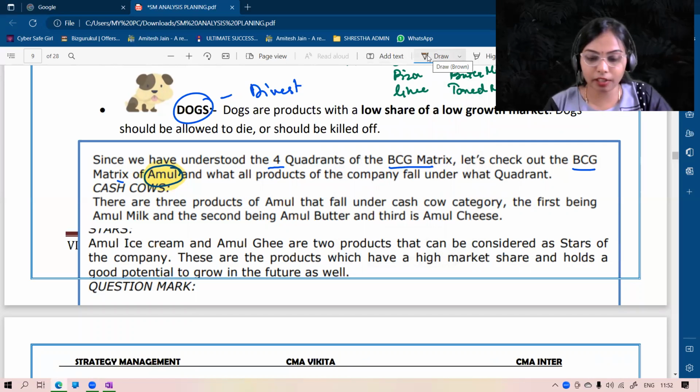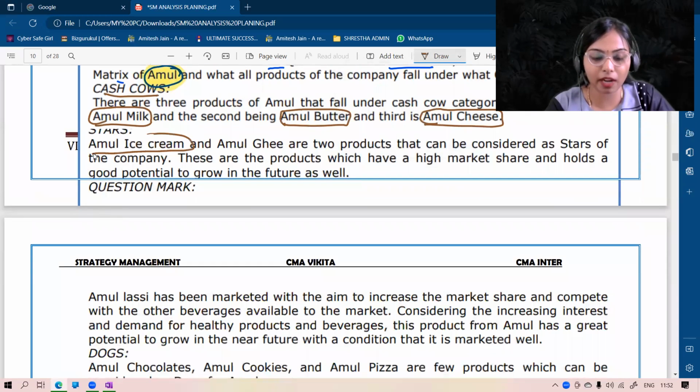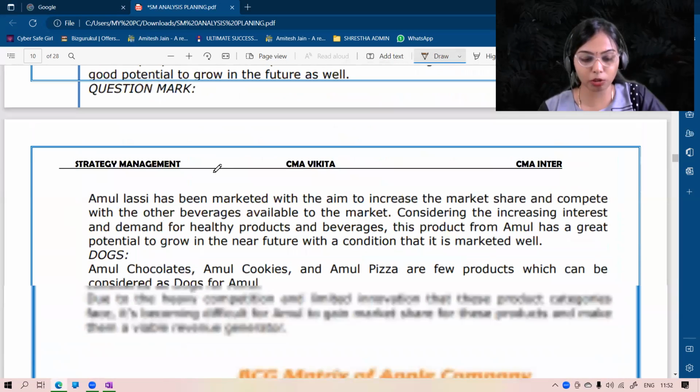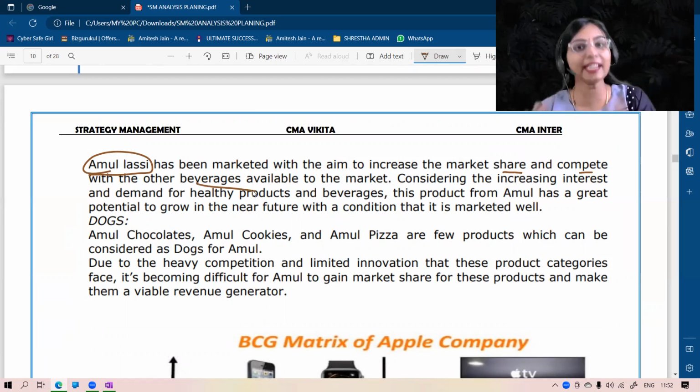Okay, so here if you see, in cash cows, what is there? Amul butter comes, and we have the Amul cheese. Okay, and then we have Amul milk also. In stars we have ice cream because it is a star product. Amul has brought this ice cream, and Amul ghee. These are beautifully star products. Now coming to the question mark, Amul lassi has been marketed to increase the share and compete with the other beverages. Okay, this is how you write the answer.